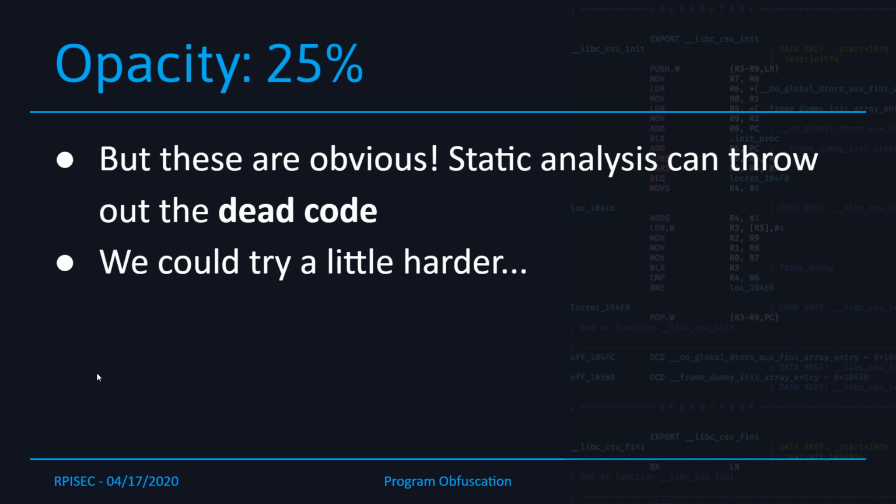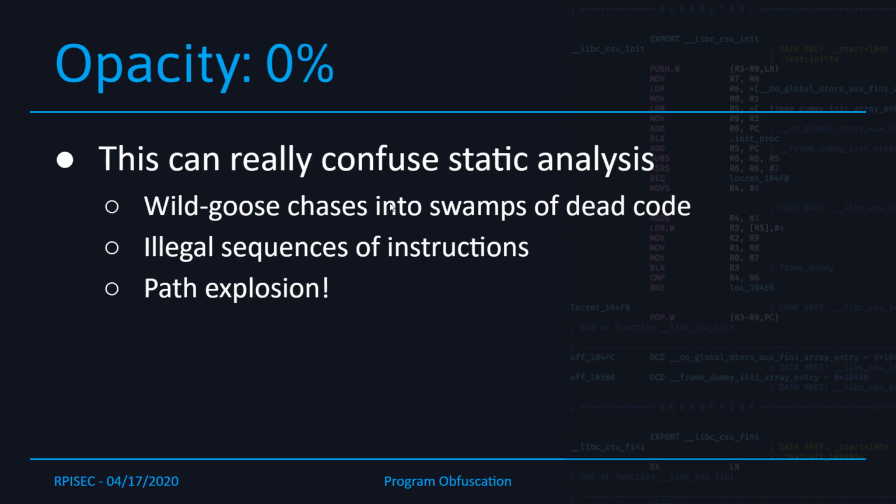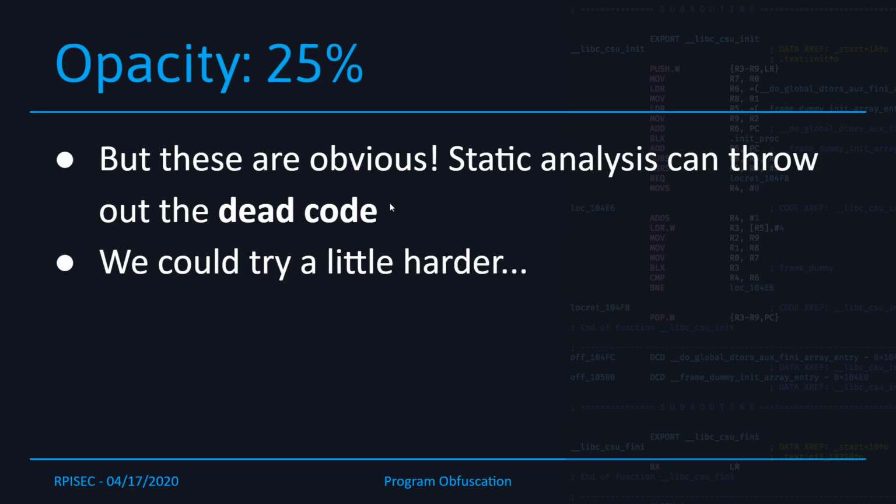However, these are pretty obvious. Like, if true, I think we can figure out which way this is going, and it is not the else branch. So this static analysis can throw out dead code, thus killing off this branch here. We're going to throw this whole thing out, and we're left with only detonate computer. That sounds malicious. So what if we tried a little harder?